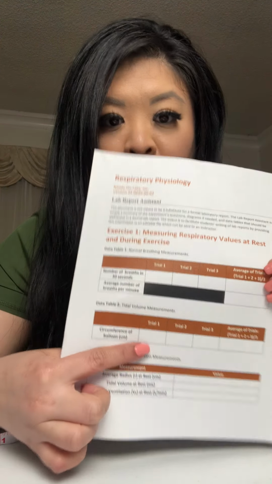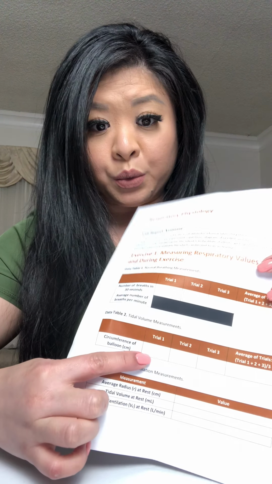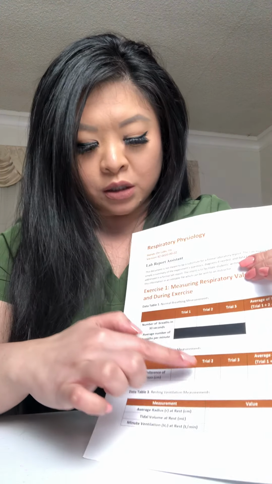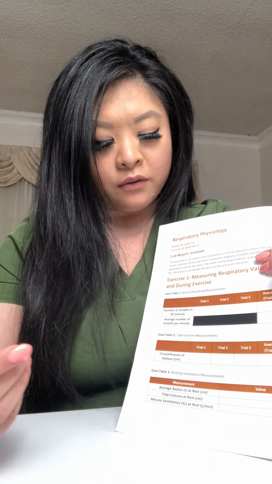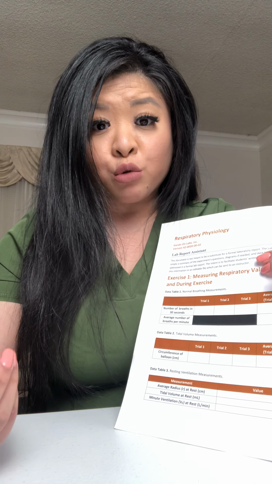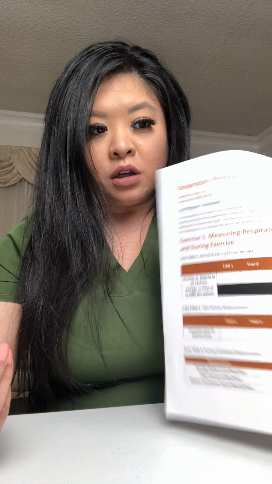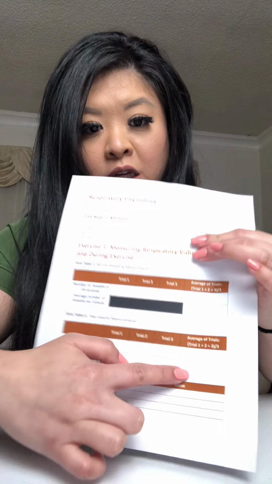And now I'm going to put the measurement that I got on the first trial over here under the circumference of the balloon. Again, you have to repeat this 2 more times. For this video, I'm only going to do it one time, but you have to repeat it 2 more times and put it under trial 2 and 3. And then you have to calculate and record the average of the circumference from the 3 trials and put it under the average of trials over here.